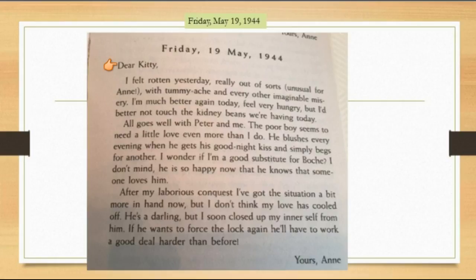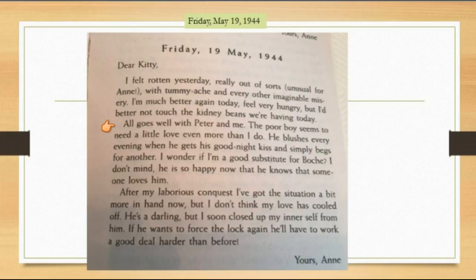Friday, May 19th, 1944. Dear Kitty, I felt rotten yesterday, really out of sorts, unusual for Anne, with tummy ache and every other imaginable misery. I'm much better again today, feeling hungry, but I'd better not touch the kidney beans we're having today. All goes well with Peter and me. The poor boy seems to need a little love even more than I do. He blushes every evening when he gets his goodnight kiss and simply begs for another. I wonder if I'm a good substitute for Bosch. I don't mind. He is so happy now that he knows that someone loves him.